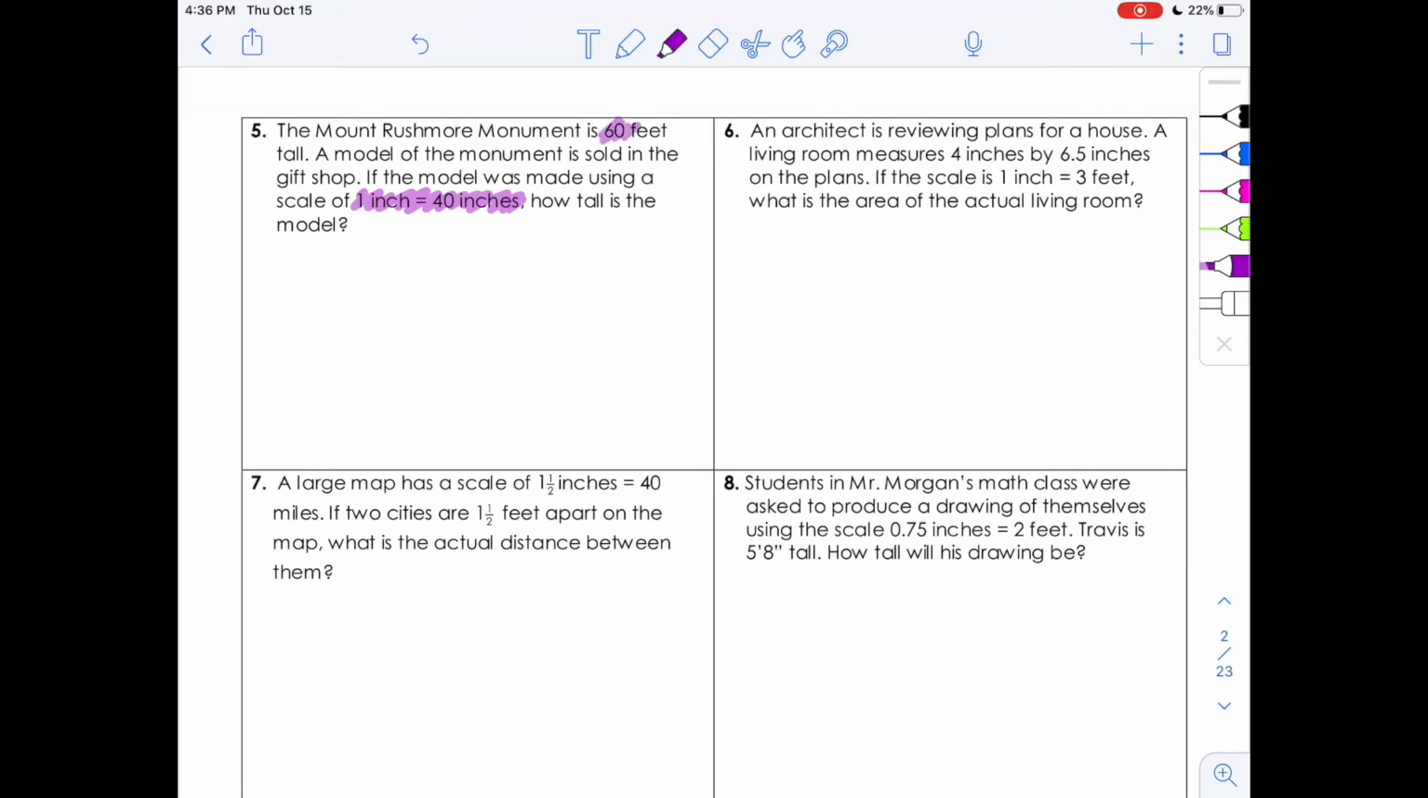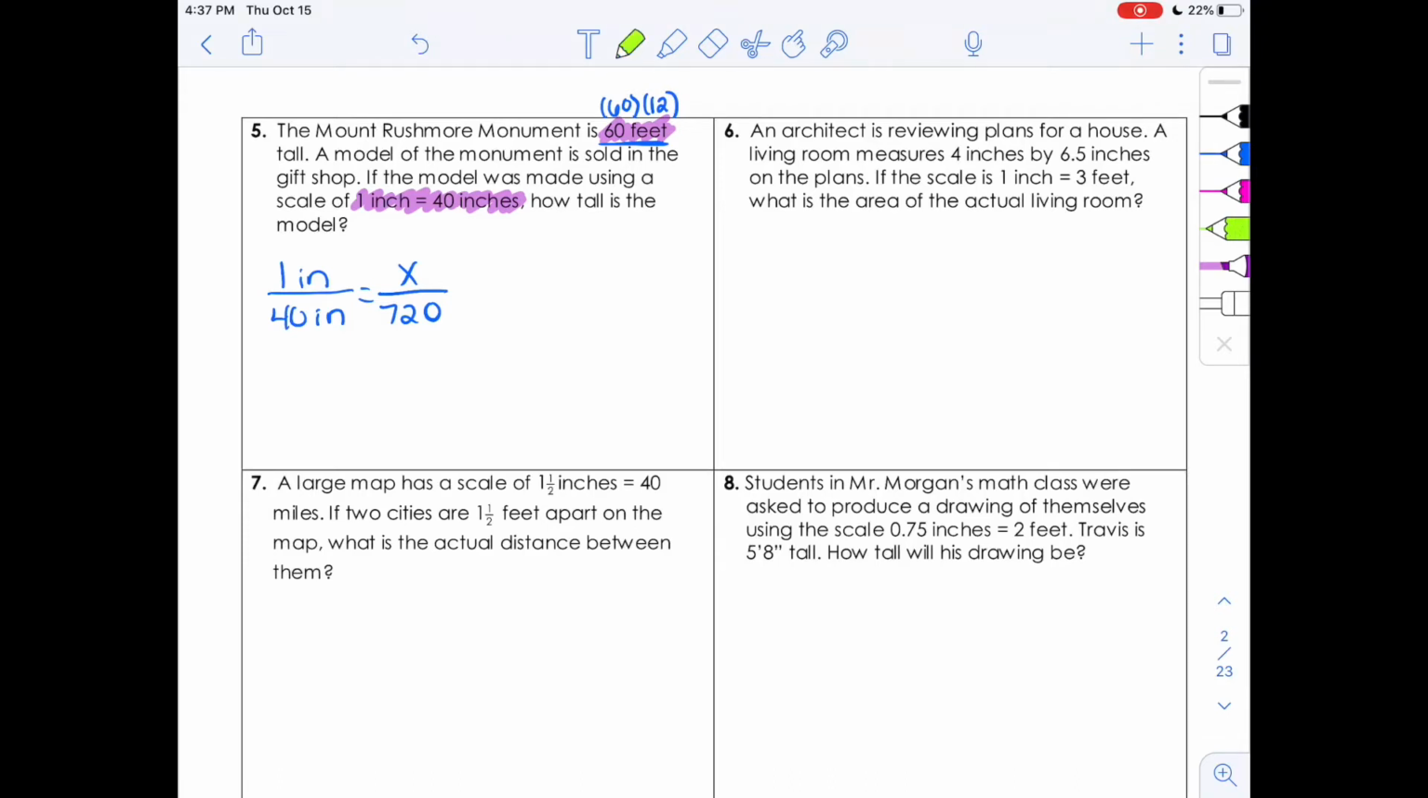So we're going to use that scale and the 60 feet to set up our proportion. 1 inch to 40 inches equals x over 720. So you might be curious, where did I get that 720 from? Well, if you notice, the problem uses 60 feet, and we want that feet to be in inches. So we know there are 12 inches in a foot. So if we multiply 60 times 12, we get 720.